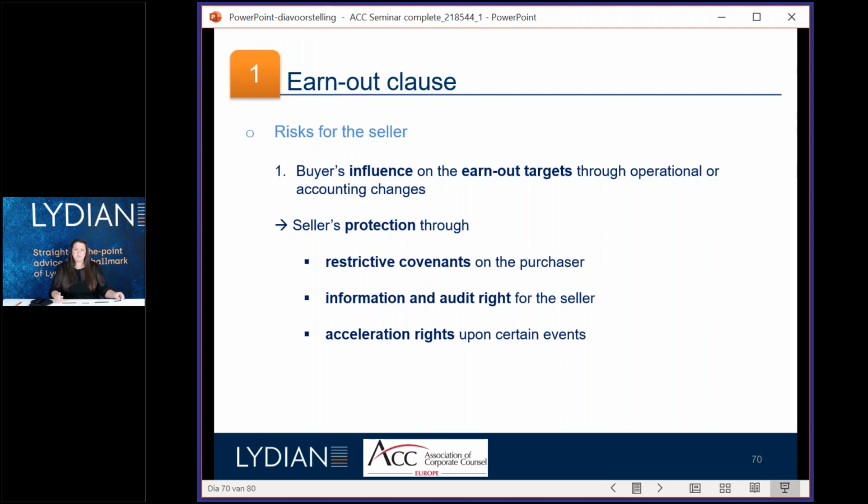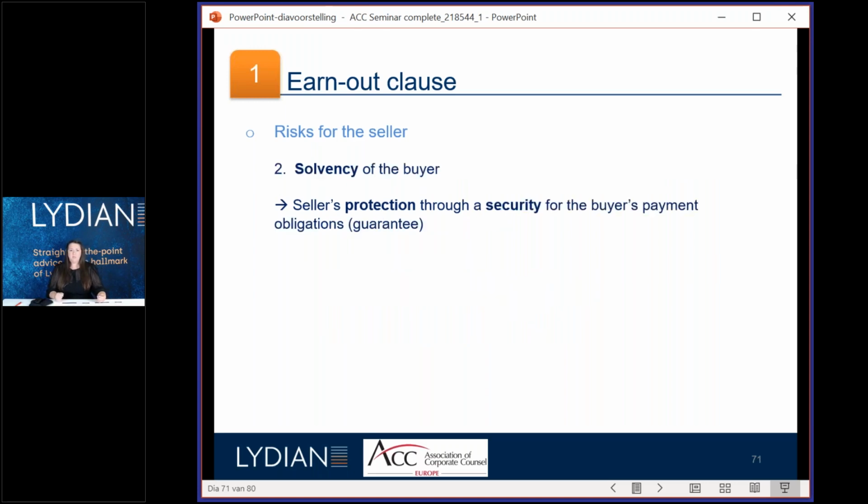Last thing to be mentioned in that respect is that the seller will often require the buyer to provide a type of security for its payment obligations under the earnout, because the period can be 1 year, 2 years, 3 years, or maybe more. And of course, there's a solvability issue. So that's definitely something to keep in mind when you're on seller side.